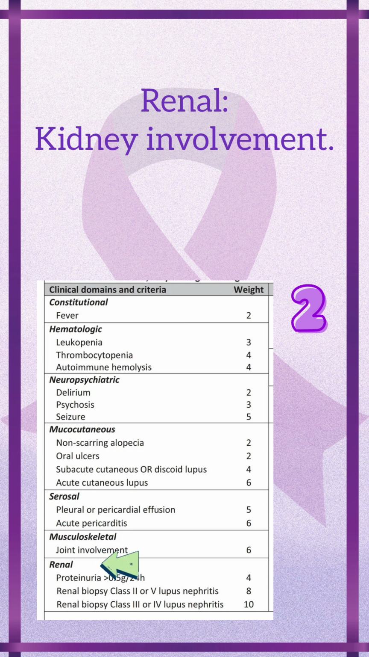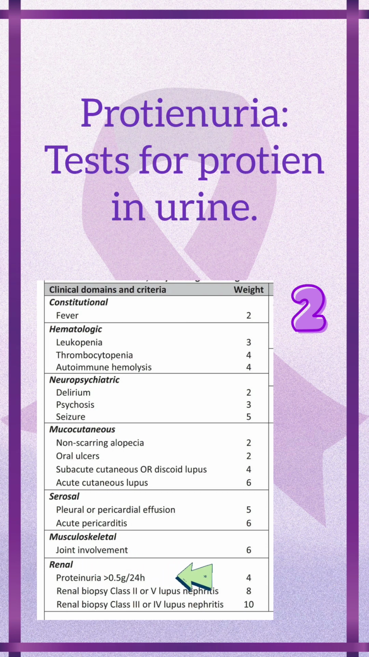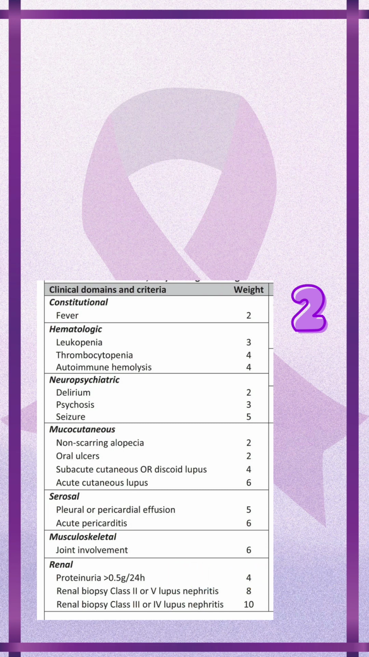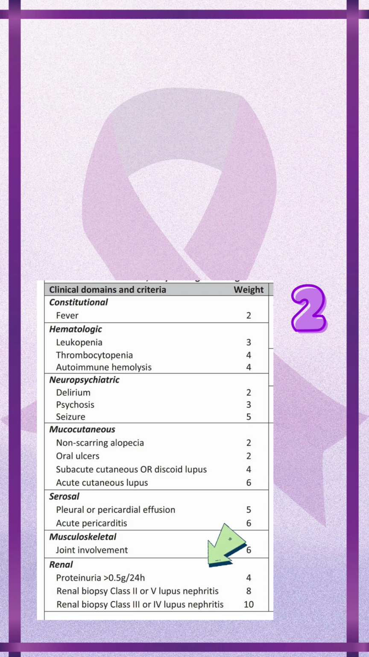This domain consists of, first of all, the proteinuria test, which tests for the protein in urine, okay? Then we have the renal biopsy, or in other words, the kidney biopsy. They do a kidney biopsy to test whether you have lupus nephritis. Lupus nephritis is chronic inflammation in the kidneys. Now, lupus nephritis is also broken up into 4 classes, class 2, 3, 4, and 5.